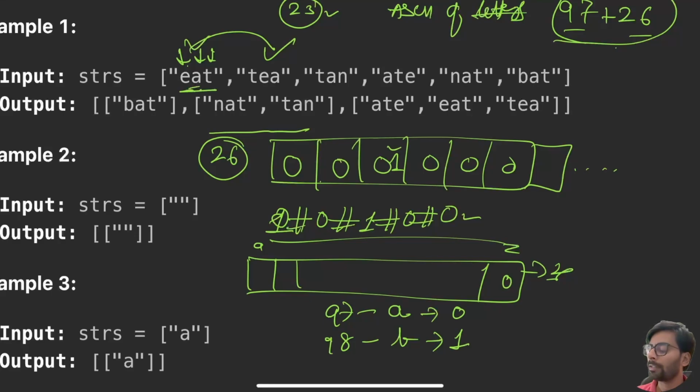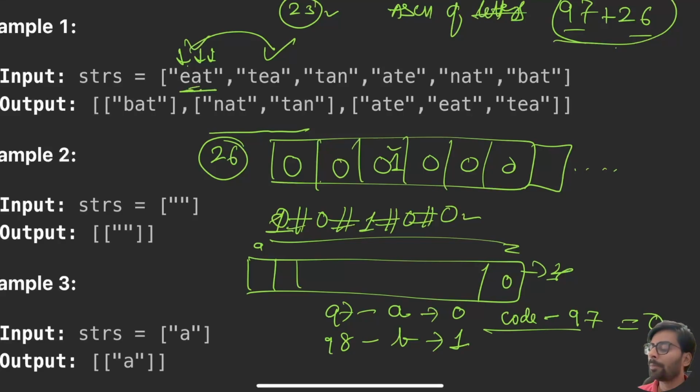How can we calculate it? It's very simple. For creating the position, we can just get the ASCII code of any character. Let's say this is the ASCII code of a character. We can just subtract 97 from it and we get the index in this array, and we can just increment the value there.